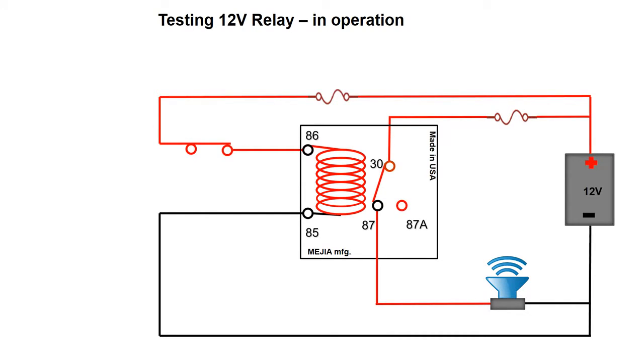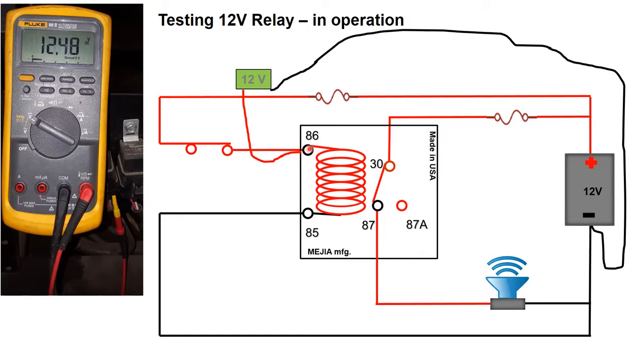So to check the relay while it's still on the vehicle or in operation, the first thing we want to do is to ensure that we have power at terminal 86. In the case of this, I've put my meter black lead to ground, the red lead to terminal 86 by back probing it, and I have 12.48 volts, which means that I have power coming through this fuse, through the switch, and onto the coil.